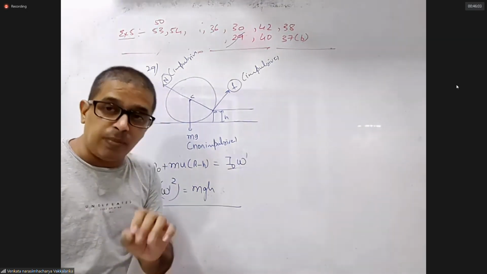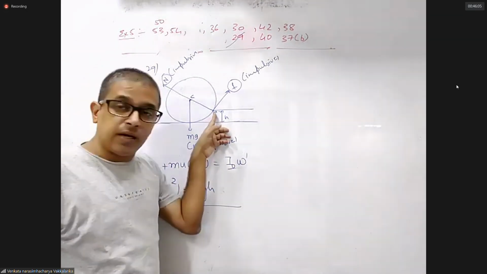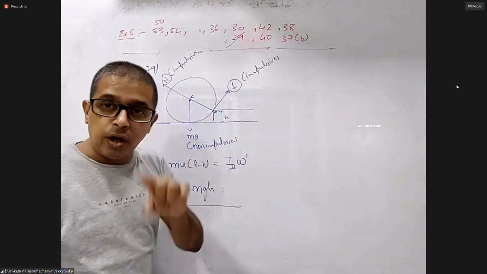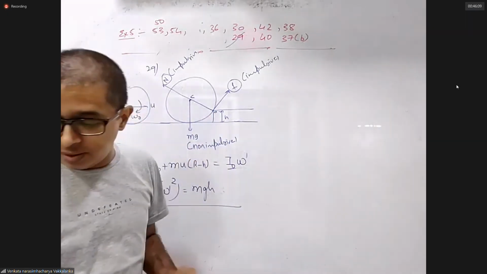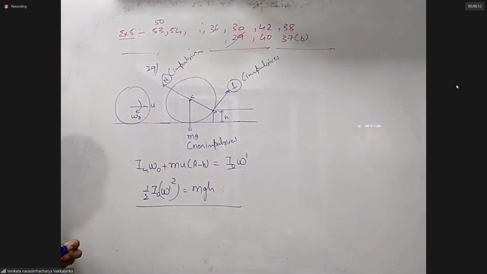The key catch in the problem is realizing that you can conserve angular momentum about O and not about the center of mass. This is something which is important.